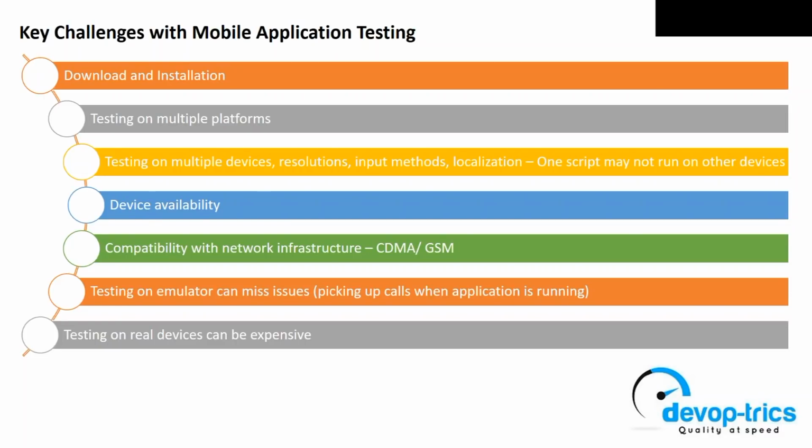So compatibility with different network infrastructure is a very important thing to be kept in mind while doing mobile application testing. Then testing on the emulator also. Suppose you want to cut down on the cost of devices and you have decided, okay, I will work on an emulator, but an emulator may not work in some cases.